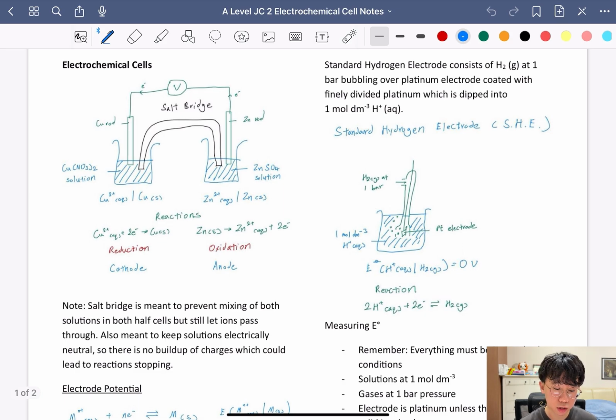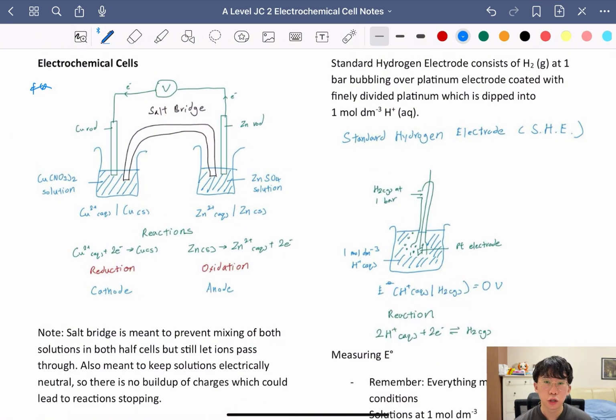For your A-level chemistry, for your electrochemical cells, you have to understand how to draw this whole setup over here. So this is a very typical setup of your electrochemical cell or your galvanic cell. Seems like a lot? Well, let me break this down for you into very simple, easy to understand pieces.